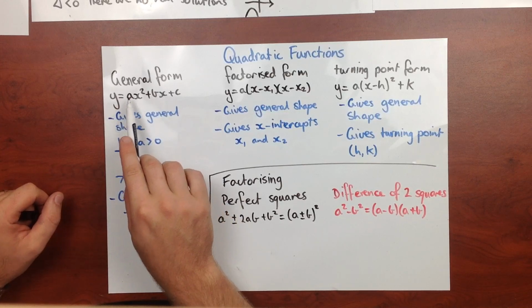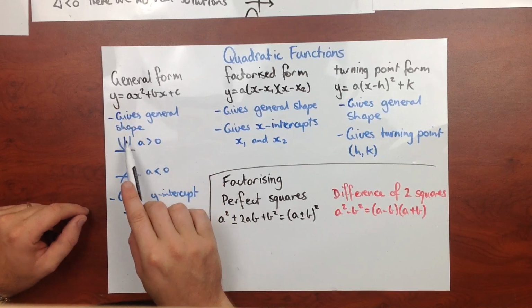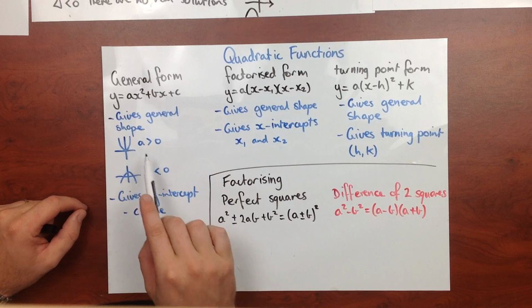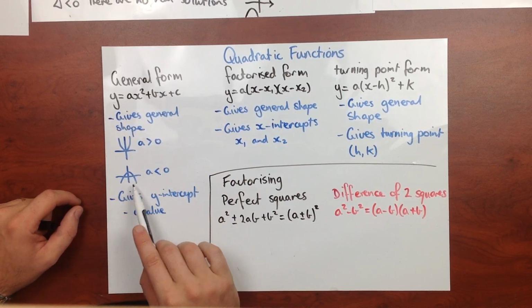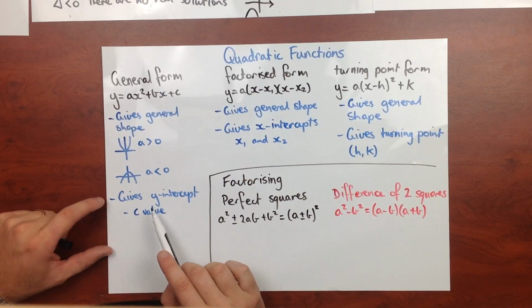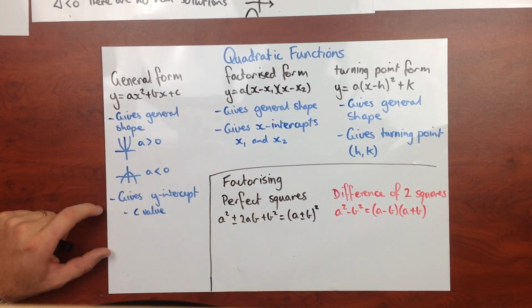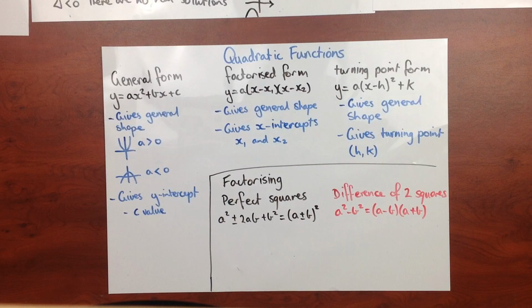If our coefficient of x squared, a, is bigger than 0, so it's positive, it's going to look like this. If that a value is negative, it's going to invert it, reflect it, and look like this. It also gives us the y-intercept, which is this c value there.